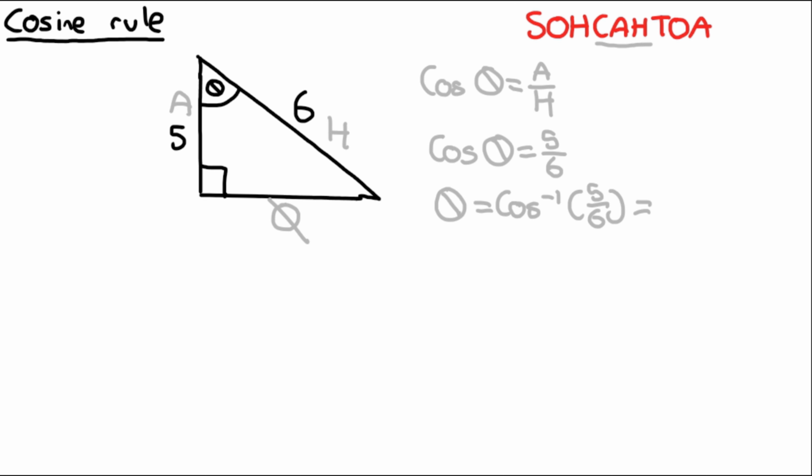If you don't know how to get that into your calculator, basically you just press shift and then you press the sin, cos or tan that you need. So in this instance we're going to press cos in order to get the cos inverse. So it's going to be cos inverse of 5 over 6, and if you put that into your calculator, that is equal to 33.6. So therefore θ is equal to 33.6.